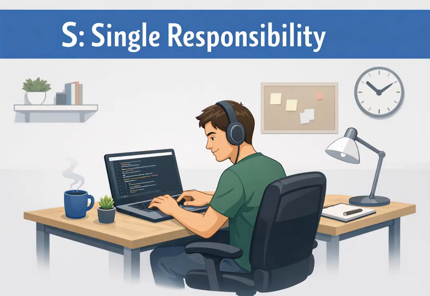First up is the Single Responsibility Principle, or SRP. This principle states that a class should have only one reason to change. In simpler terms, a class should have only one job or responsibility. For example, consider a report class. If this class is responsible for both generating the report data and formatting it for printing, it violates SRP.